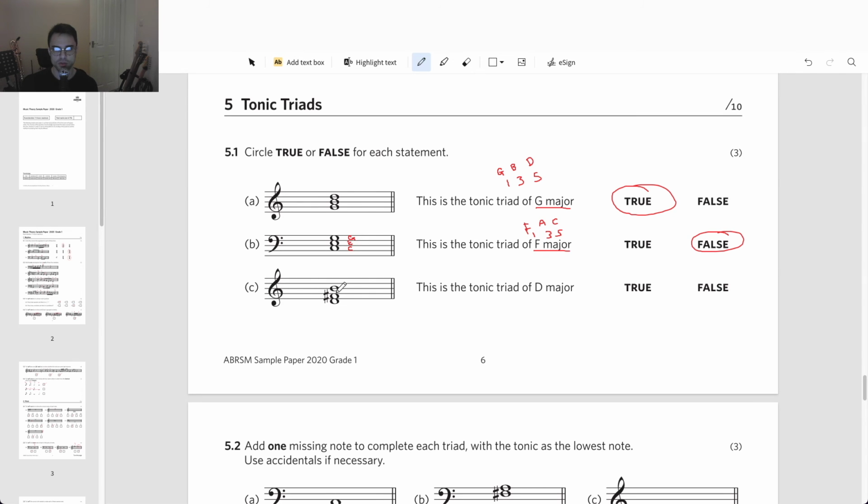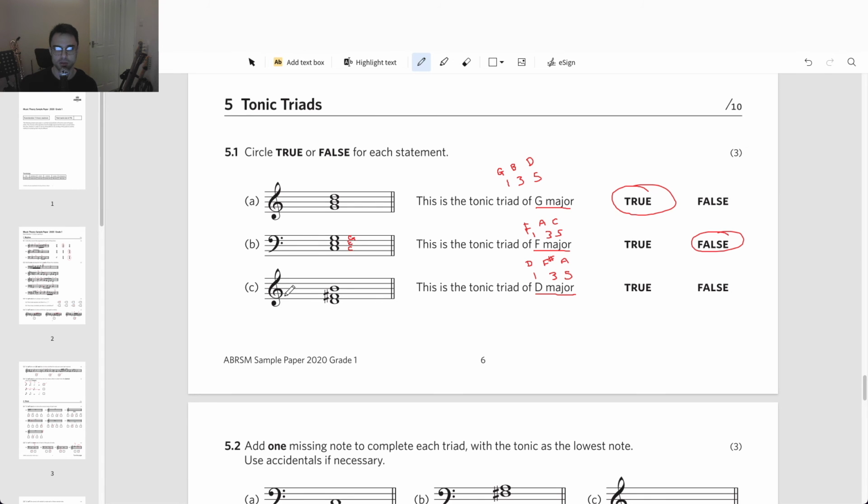All right, question C. This is the tonic triad of D major. Let's do the same thing. Let's figure out the notes 1, 3, and 5 in the key of D major. First one's going to be D, because that's where we start our scale. D, E, F sharp. 1, 2, 3. F sharp is our third note. And our fifth note is D, E, F sharp, G, A. 1, 2, 3, 4, 5, A. So we need D, F sharp, and A to make this tonic triad.